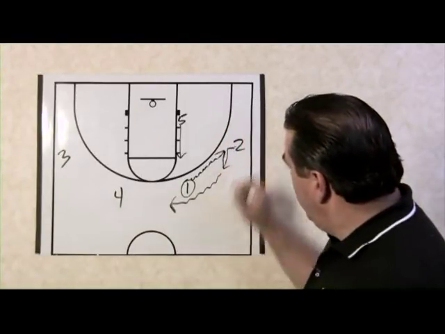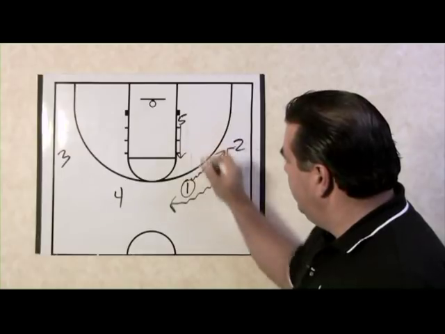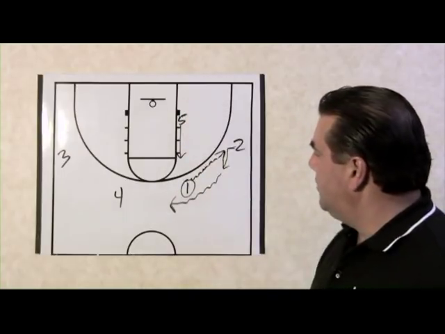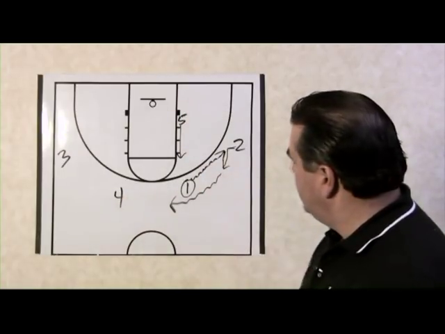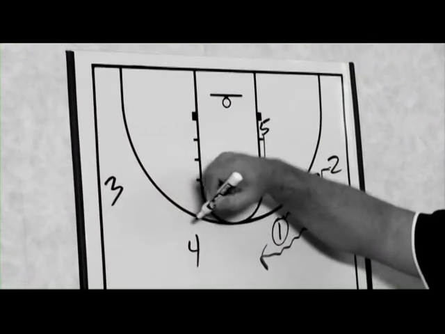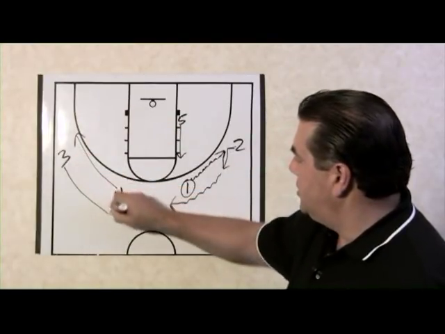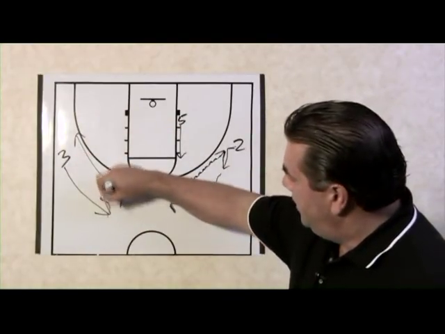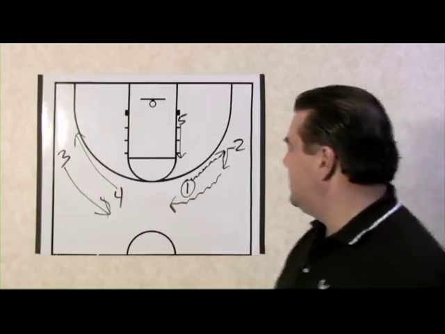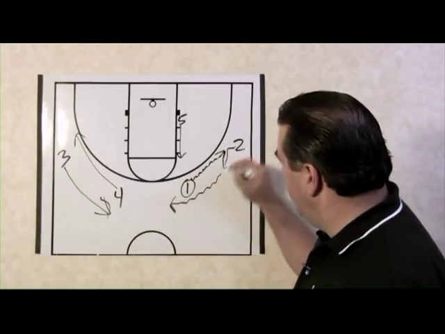As 1 and 2 are doing their dribble handoff, as I said, 5 is flashing to the high post. We're going to clear out the backside area. As 4 sees this dribble handoff happening, just to keep the defense occupied on the backside, number 4 and number 3 are going to exchange. And again, 3 will come up to free throw line extended on the opposite side. Now 1 has given the ball to 2.